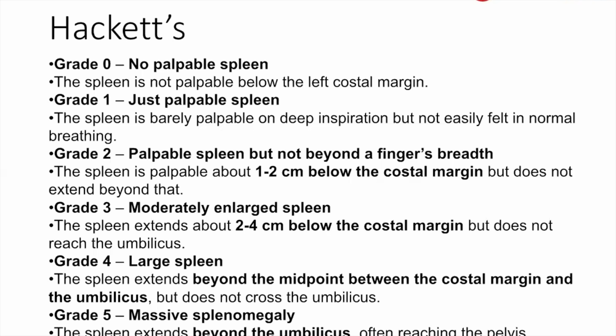So in such cases, if you are getting splenomegaly and you're thinking towards those diagnoses, it is advisable to think towards some other diagnosis. According to the Hackett's grading system, grade 0 to grade 5: grade 0, no palpable spleen. Grade 1, just palpable, barely palpable on deep inspiration, not easily felt on normal breathing. Grade 2 is palpable 1 to 2 centimeter below the costal margin, but does not extend beyond that. Grade 3 is moderately enlarged, 2 to 4 centimeter below the costal margin, but does not reach the umbilicus. Grade 4 reaches the umbilicus, and in grade 5 there's massive splenomegaly that goes beyond the umbilicus.